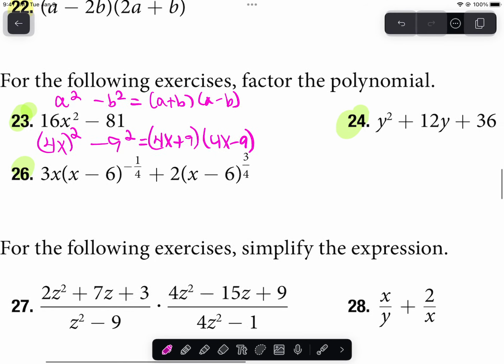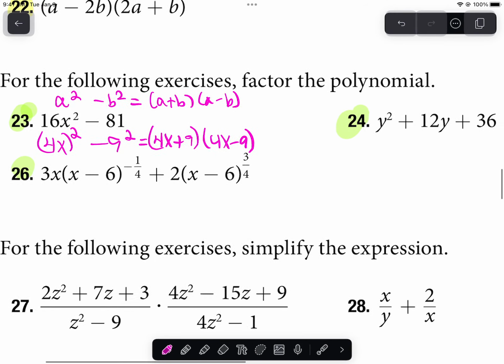1331 is 11 to the third. So in this formula, our a is going to be replaced with a 3c, our b is going to be replaced with an 11. And the formula is a minus b times a squared plus ab plus b squared.